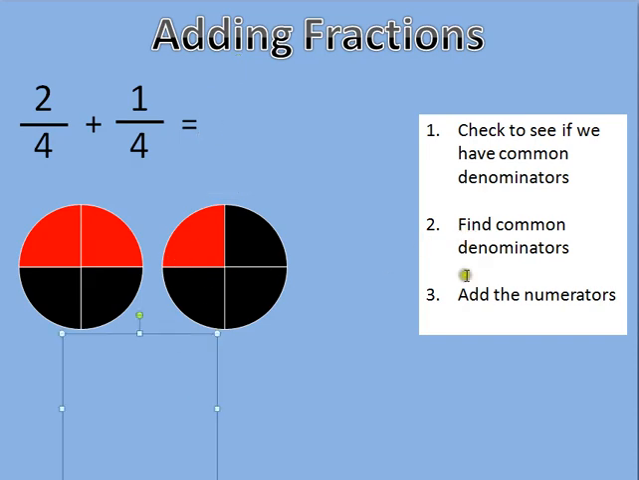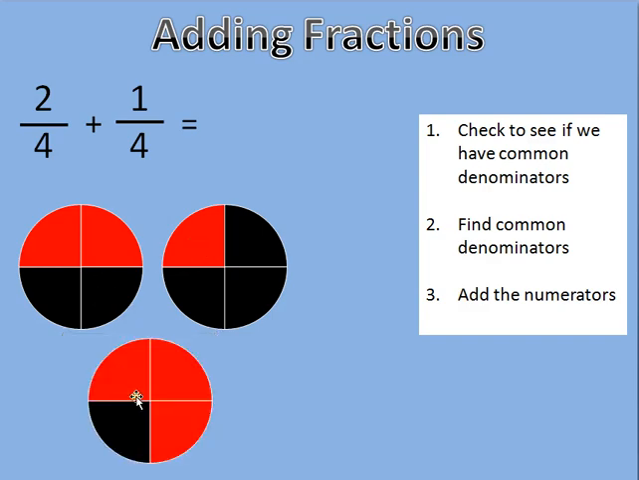So then we can add the numerators. We just add. Now let's think, if I have these 2 pieces here and I want to add one more, it's going to look like this. I'm going to put one more of these pieces down here, and I can see that that makes it 3 in my numerator over 4 altogether. And that's my answer, 3/4.